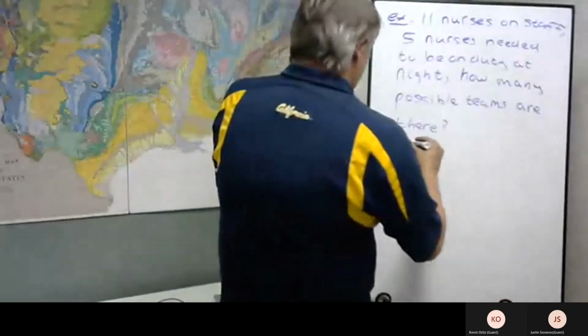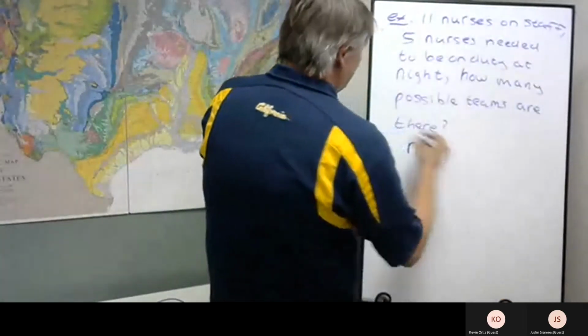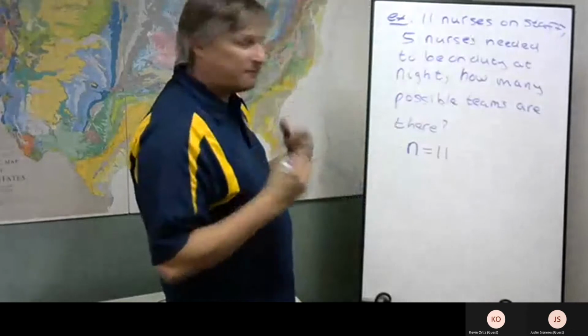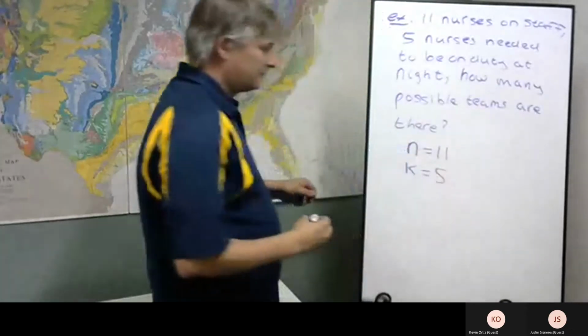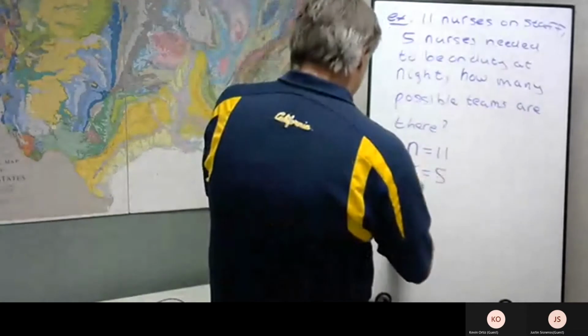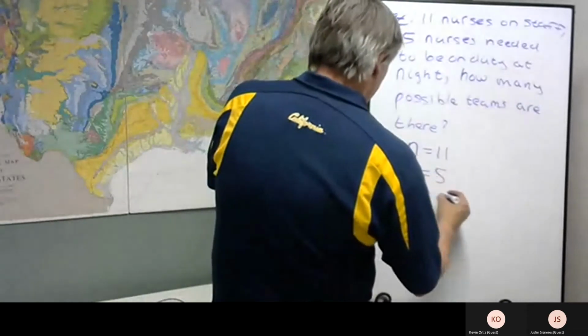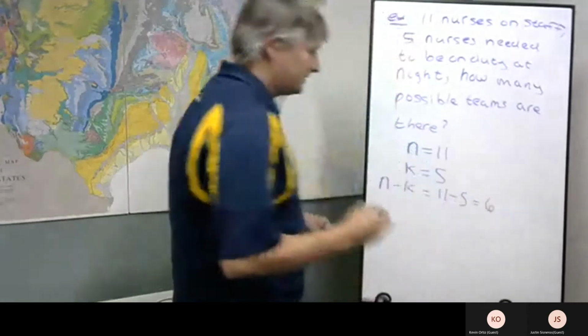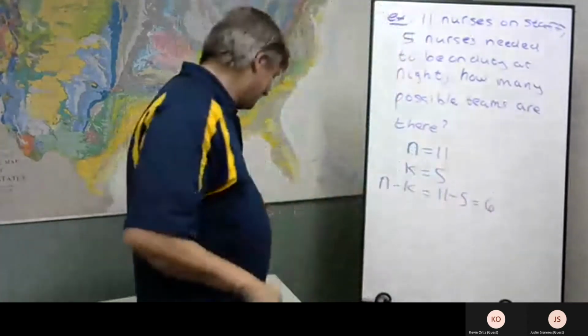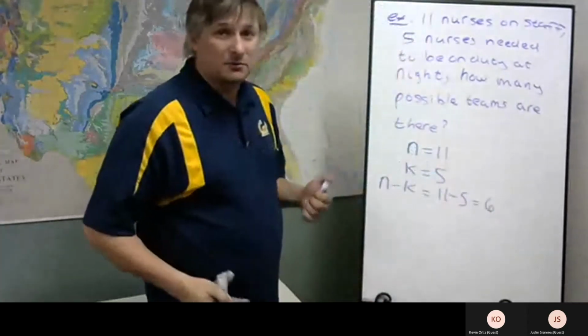So how many teams could we pull out of this? Well, the total N is 11. We're going to draw 5, so our K is going to be 5. And then our N minus K will be 11 minus 5, which is 6. So now let's use our formula.